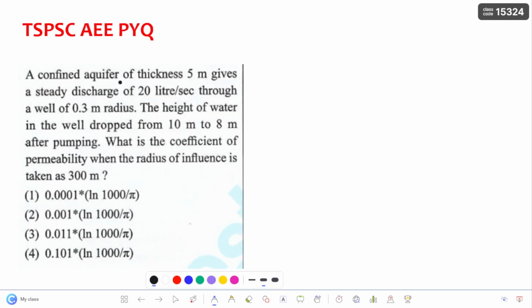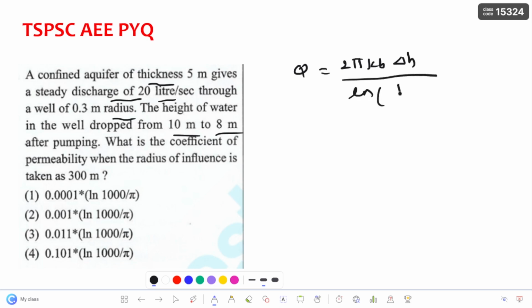Let's come to this question. The confined aquifer of thickness 5 meters gives a steady discharge of 20 liters per second through a well of 0.3 meter radius. The height of water in the well dropped from 10 meters to 8 meters after pumping. What is the coefficient of permeability when the radius of influence is taken as 300 meters? You all know that for a confined aquifer, the formula is Q = 2 pi K b into delta H, the head difference, divided by ln R by Rw, where R is the radius of influence and Rw is the radius of the well.